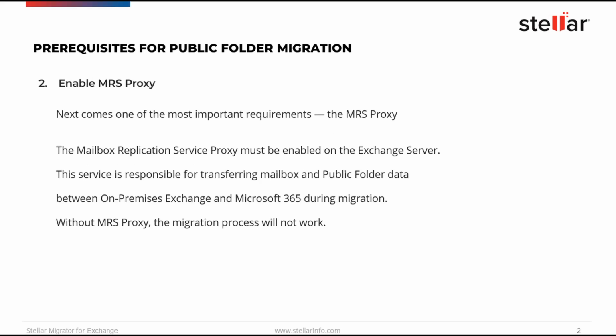Next comes one of the most important requirements, the MRS proxy. The Mailbox Replication Service proxy must be enabled on the Exchange server. This service is responsible for transferring mailbox and public folder data between on-premises Exchange and Microsoft 365 during migration. Without MRS proxy, the migration process will not work.